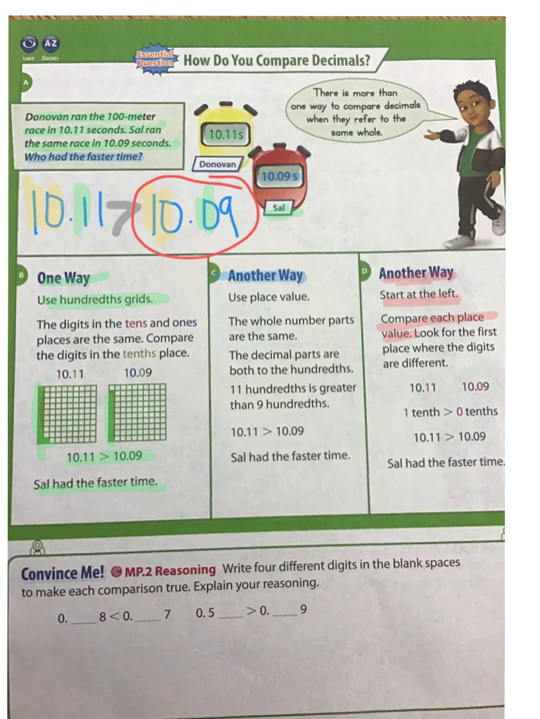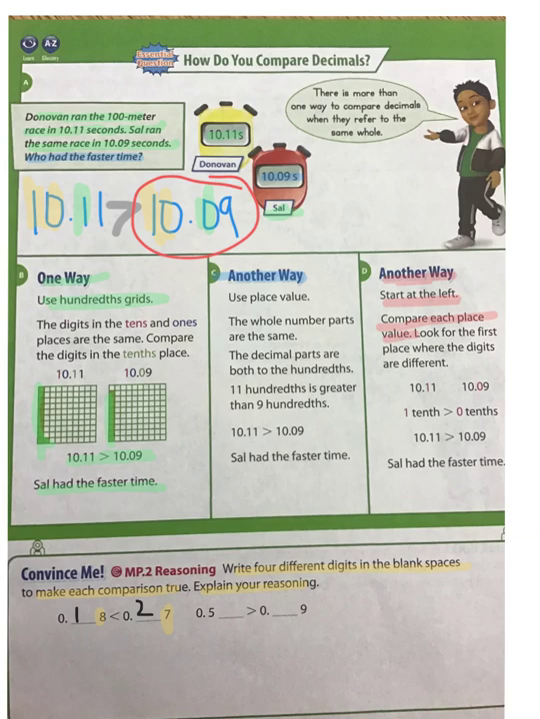All right, let's look at the Convince Me. It says write 4 different digits in the blank spaces to make each comparison true. Explain your reasoning. So we want point something 7 to be greater than point something 8. Since it has to be greater, then the greater digit needs to be next to the 7. So we can place a 2 here and a 1 here. This way, 27 hundredths is greater than 18 hundredths.